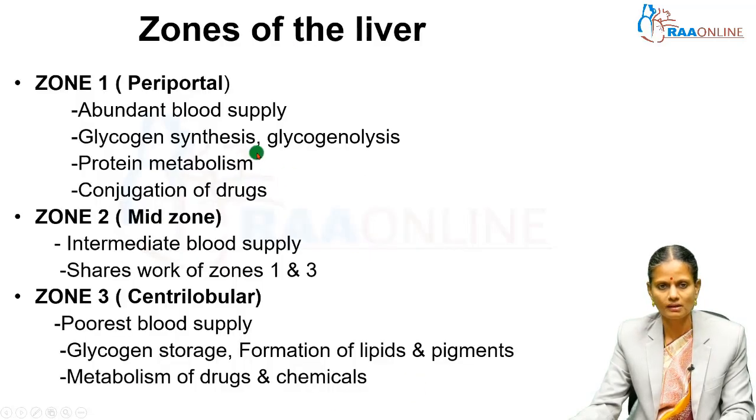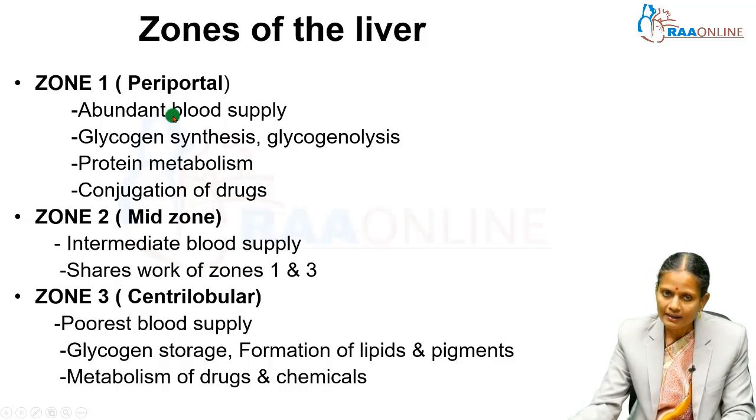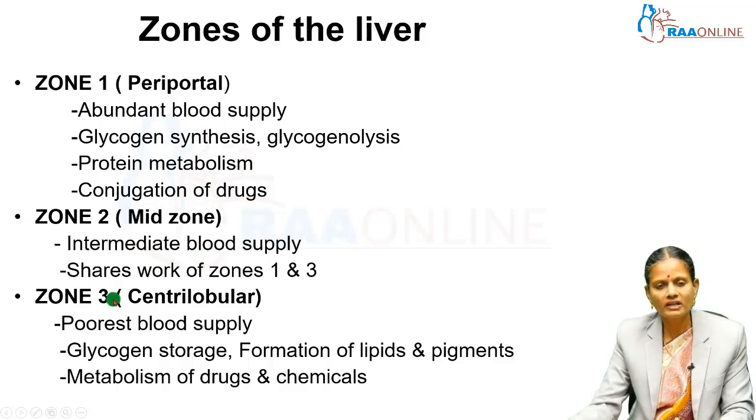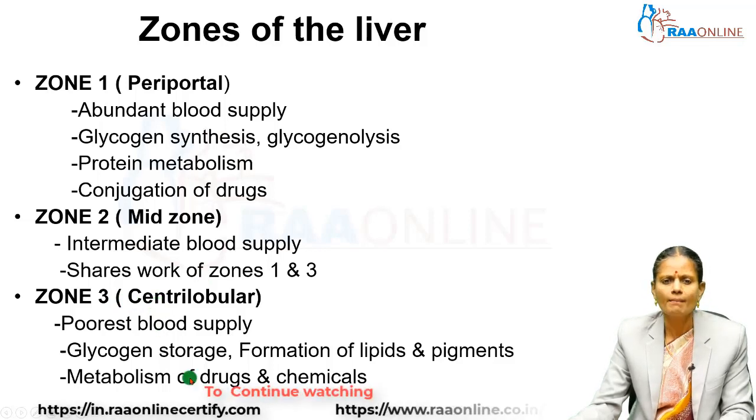Zone 1 or periportal has abundant blood supply. Glycogen synthesis and glycogenolysis occur here. Compared to all the 3 zones, the periportal zone has the maximum blood supply. It is responsible for all this metabolism and drug conjugation also. Zone 2 has intermediate blood supply. It shares the work of zones 1 and 3. Zone 3 is closest to the central vein. It has the poorest blood supply; metabolism of drugs and chemicals occurs, and formation of lipids and pigments occurs in this zone.